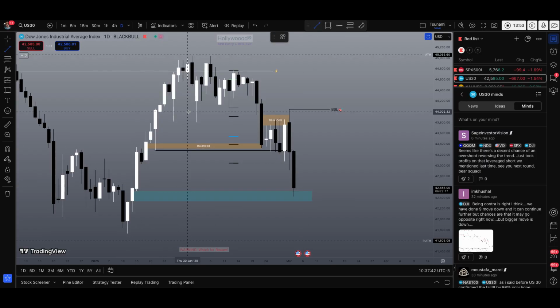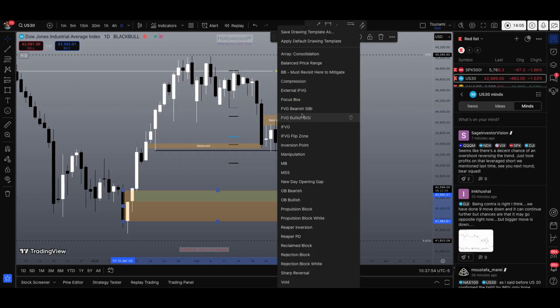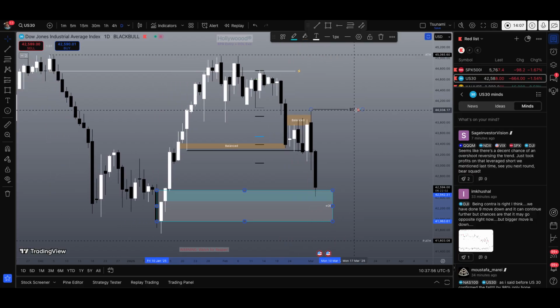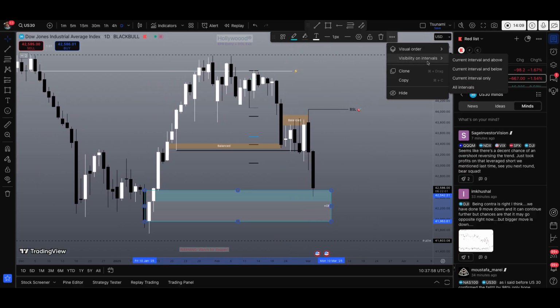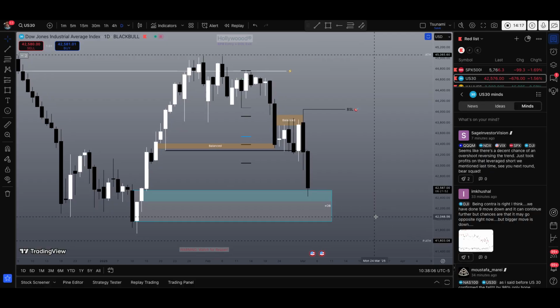What we're going to do here is, because we have a strong body, I am going to just highlight this body out right here. This is the daily chart. So I'm going to highlight this body as a bullish order block on Dow Jones. And this is just basically what we're dealing with right now on this array. This is our support zone.